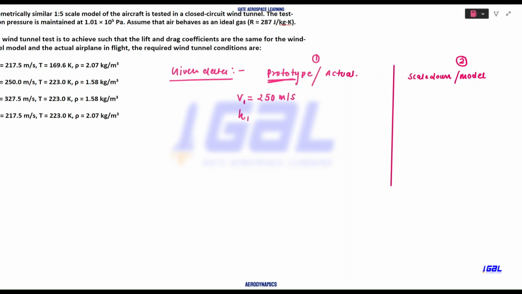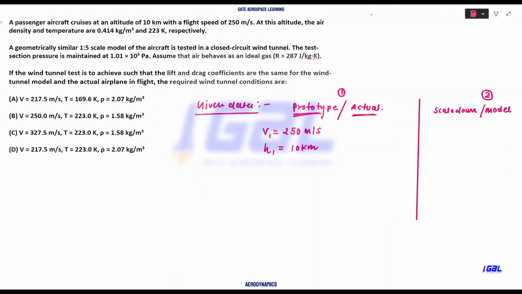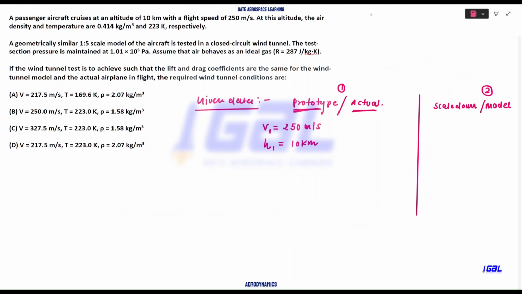Scale down version of model. Okay, so I'll give suffix 1 for the prototype, that is the actual, and suffix 2 for the model, for all the properties. So h1 and v1: the height is 10 kilometer altitude, they have already given this. Now all the other variables are your temperature and density. So density I'll give as rho 1, which is 0.414 kg per meter cube. And the temperature is 223 Kelvin.